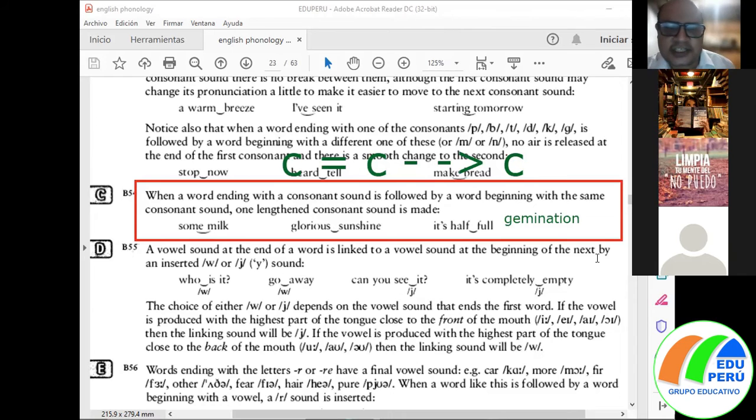The other one, it's half full. You say it's half full, together, just one sound. This is gemination. It's one way of linking. Remember, this is linking, but more specifically, gemination. This is the third case.